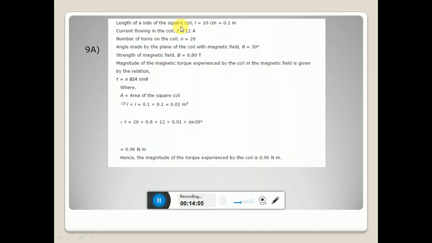Here the length of the side of the square is 10 centimeters, 0.1 meter. Current flowing through that coil is 12 amperes. Number of turns in the coil is 20. The angle value is 30 degrees. In order to calculate the torque acting on this, tau is equal to BIAN sin theta. Apply that equation and you will get the torque value as 0.96 Newton meter. To get clarity about this numerical, go through the next slide once.